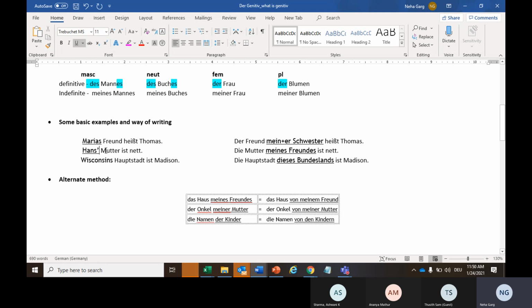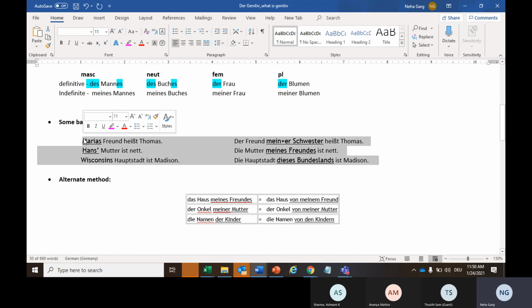So in a nutshell, any name which ends with s, you don't have to add extra s, just the apostrophe sign. Any name which does not end with s, you will add extra s in order to show the possession, or the genitive case. Is it clear? Any confusion or question with that?